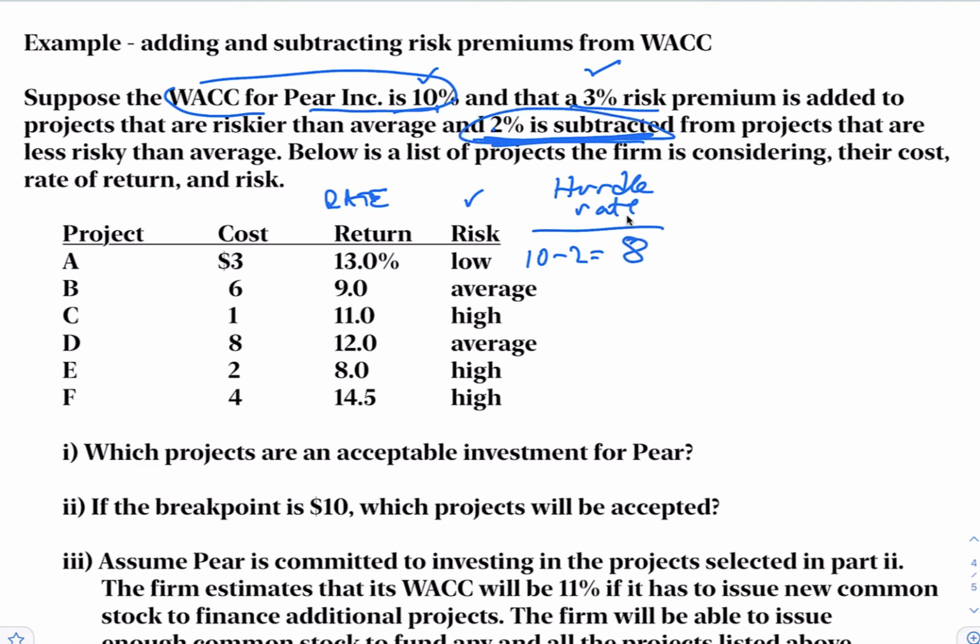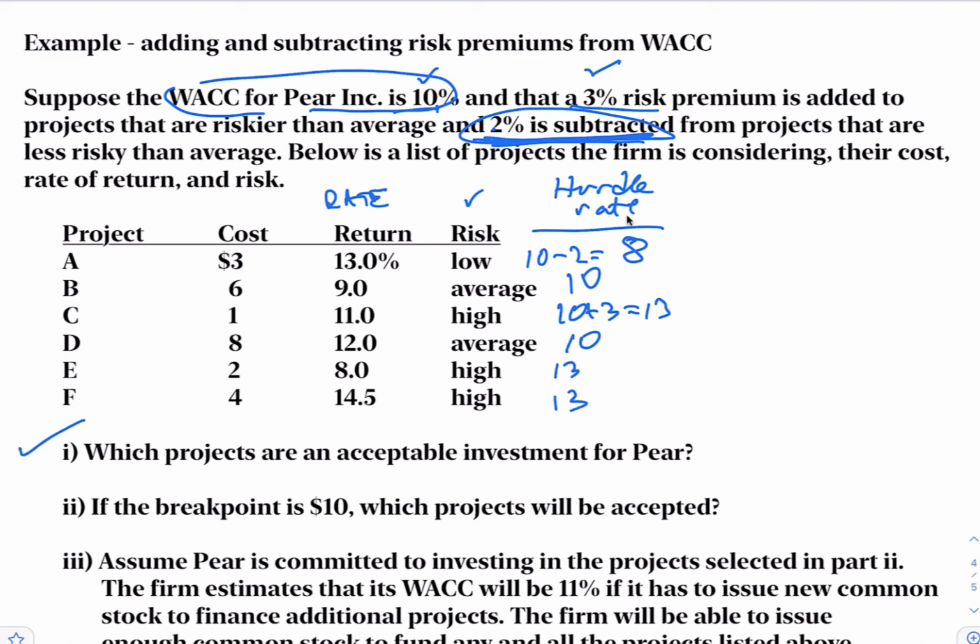I'm calling that a hurdle rate because the project has to earn a rate of return greater than the risk-adjusted cost of capital, and that's 8%. So 13 is greater than 8, so that's a good project. But let's hold off on whether it's a good or bad project at this point. Let's calculate these hurdle rates as we go down. Now, an average project should get a hurdle rate of 10, the weighted average cost of capital. A high should get 13. 10 plus 3 is 13% as a hurdle rate. An average gets 10, high gets 13, a high gets 13.